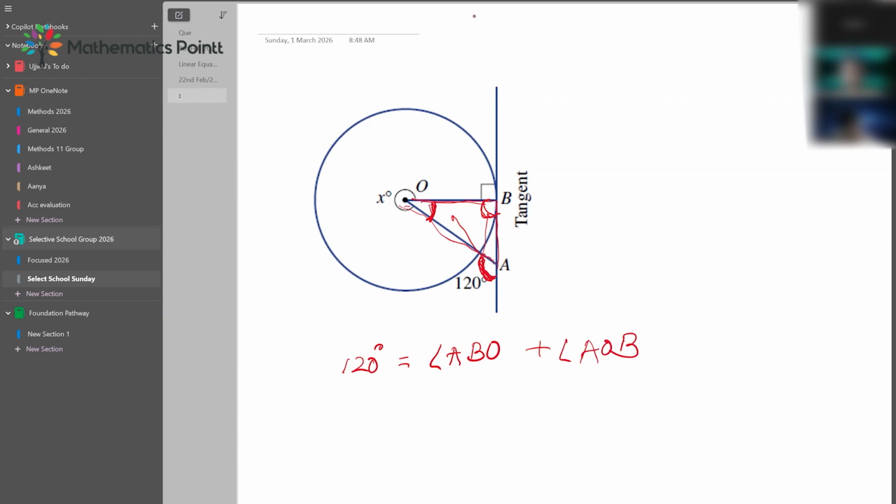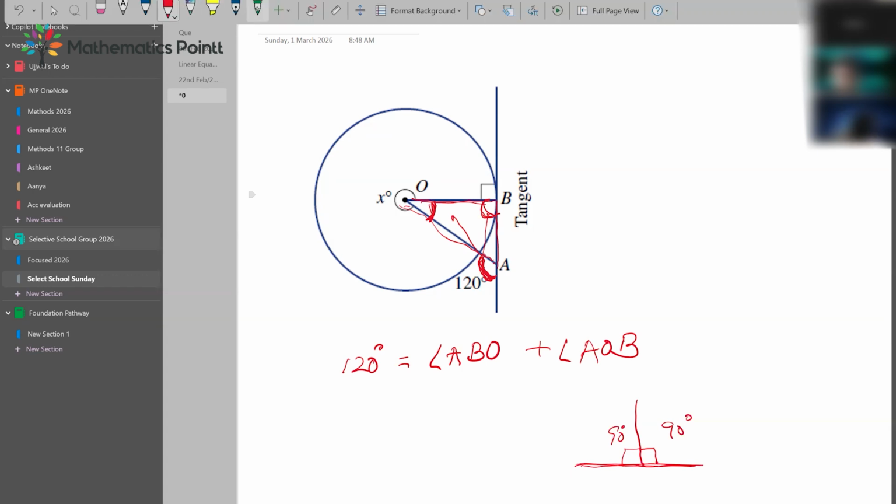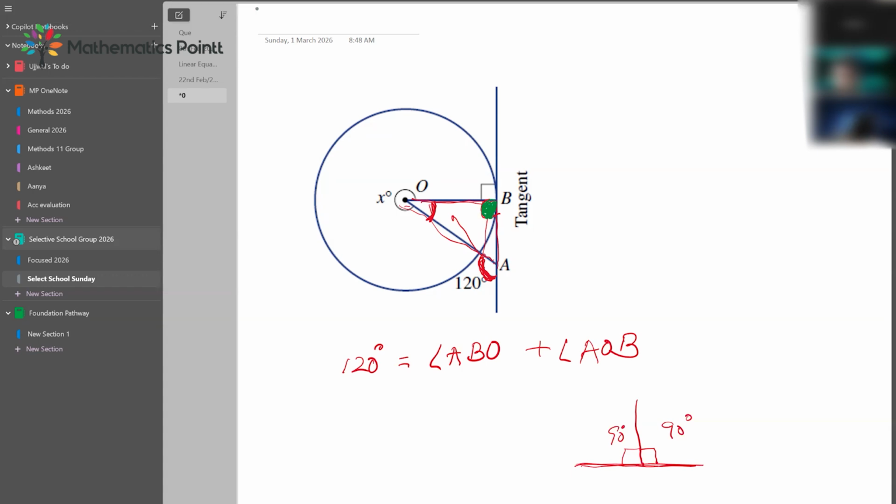Now, I told you last time as well that when they've made a square here, this tells you it is 90 degrees. They won't write it. And since it is a straight line, the sum of the two angles should be 180 degrees. So this should be 90, which means this angle here is 90 degrees, which means this is 90.